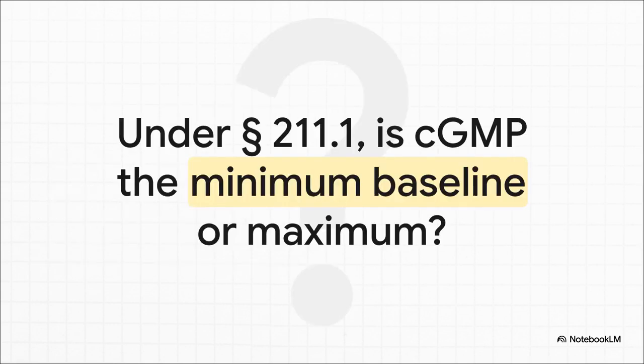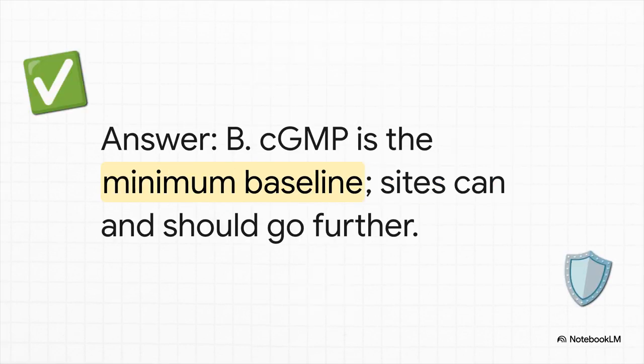Before we wrap up this explainer, let's do a quick self-audit just to lock in your understanding. Based directly on the source material we've just looked at, under Section 211.11 are cGMP requirements described as the maximum standards, the minimum baseline, optional guidance, or applicable only to active pharmaceutical ingredients? Take a quick second to think about the exact phrasing we discussed. Spot on. The answer is B. cGMP is the minimum baseline. It is the legal floor.